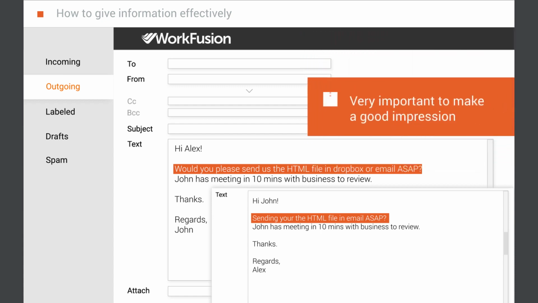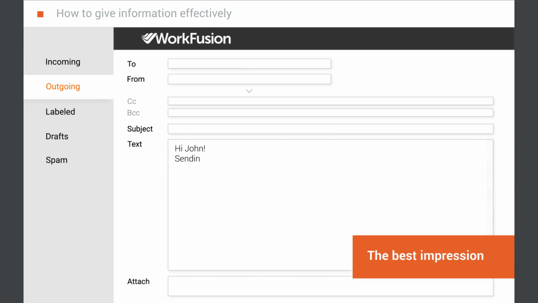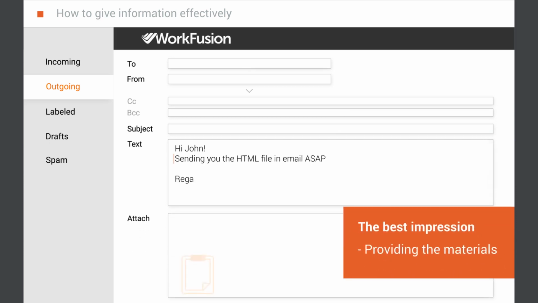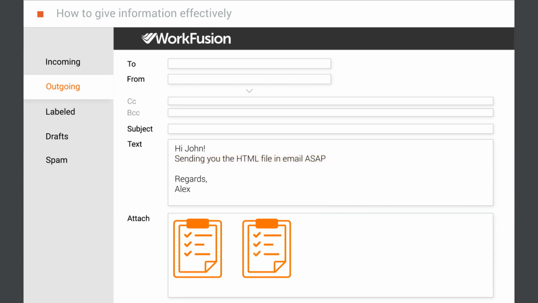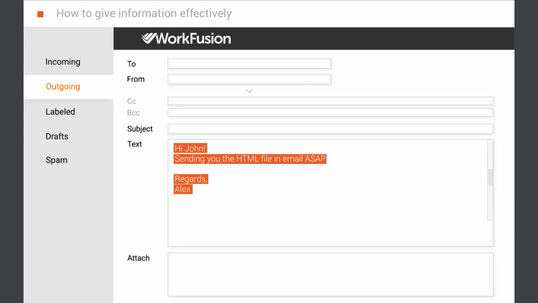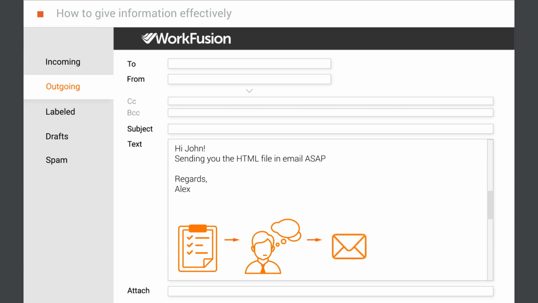It is very important to make a good impression when responding to inquiries. Of course, the best impression will be made by providing the materials or information that your customer or colleague has asked for. However, this impression can be improved by a well-written response. Let's study how to provide requested information effectively by analyzing the response to the email about Skipton Airport project.